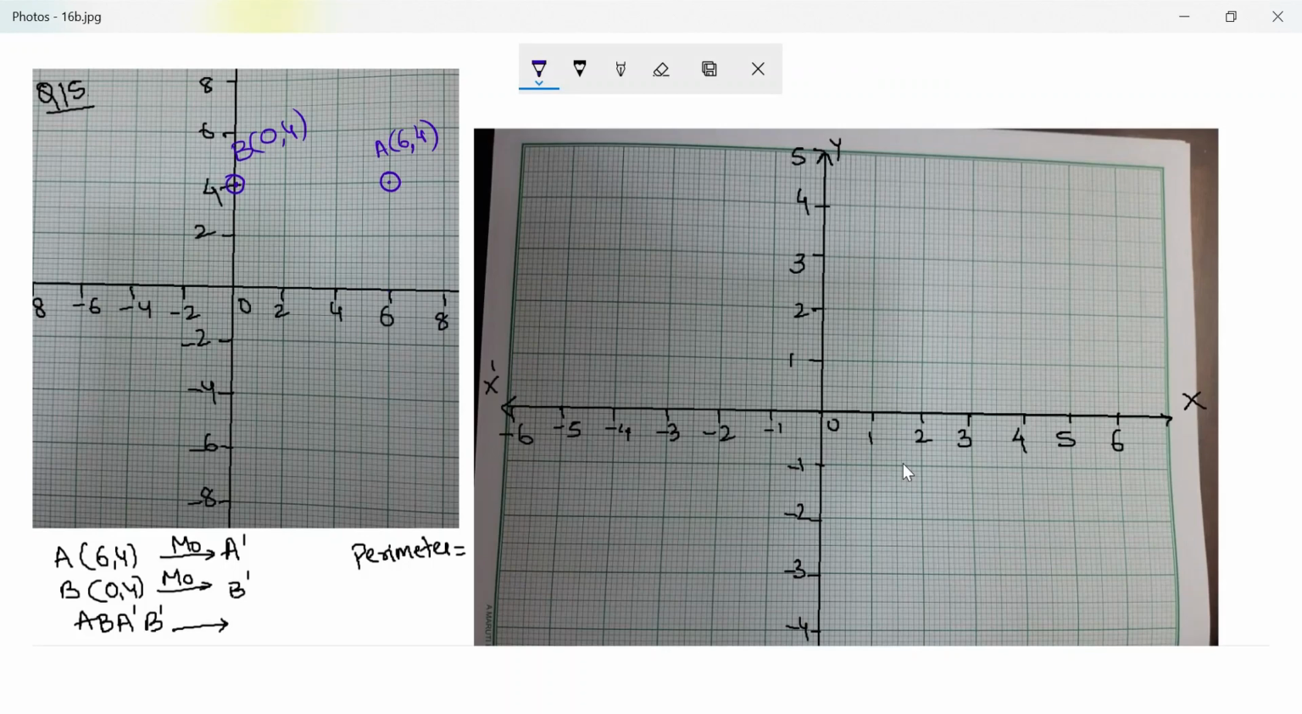Next, reflect A and B in the origin to get A dash and B dash. So when I reflect in the origin, the sign of both coordinates will change, which means this will become (-6, -4), and B will become (0, -4). So let's plot. A dash is (-6, -4), and B dash is (0, -4). It's a good habit to write the coordinates and the name on the graph as well.